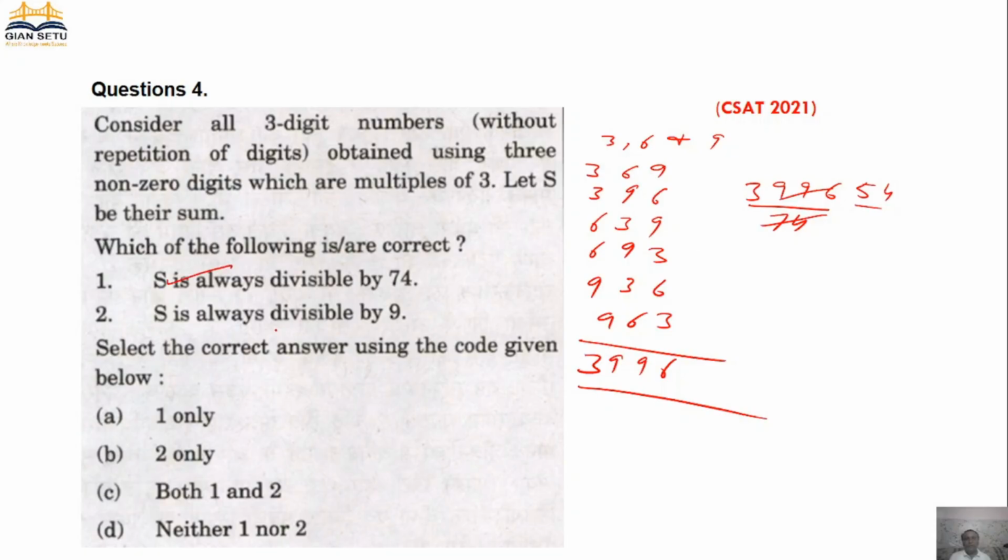Now let's see statement 2. S is always divisible by 9. Now to check whether this number is divisible by 9 or not, first let's add all the digits of this number. Now if we add all the digits, we get 6 plus 9 plus 9 plus 3, we get 27. Now 27 is divisible by 9, right? So this complete number will be divisible by 9. So statement 2 is also correct. So here the answer will be C, both 1 and 2.